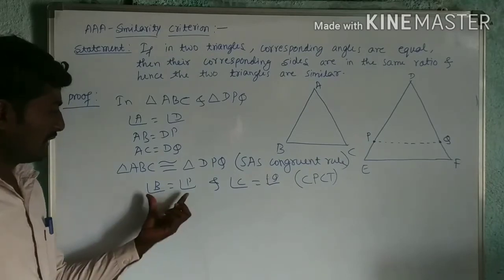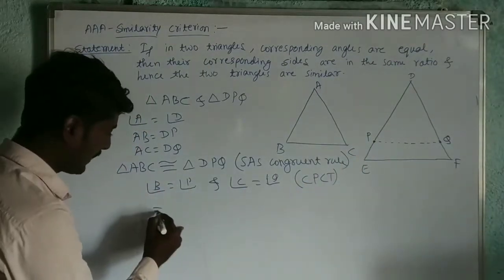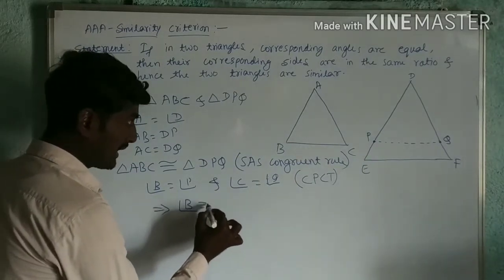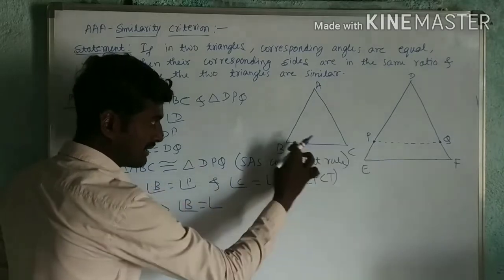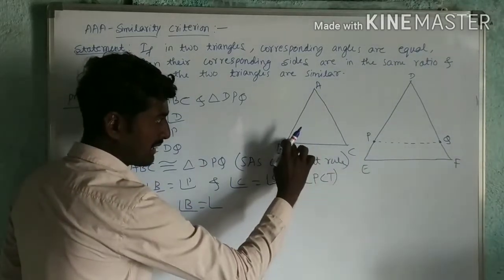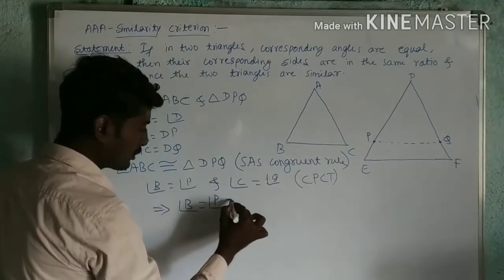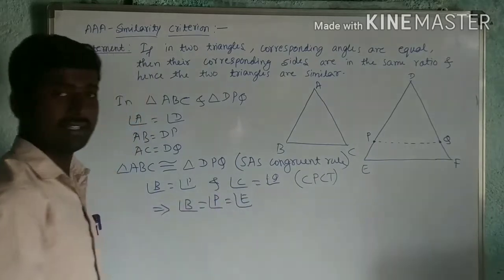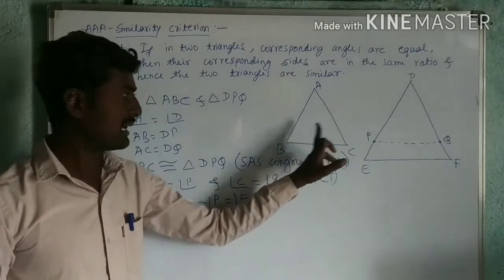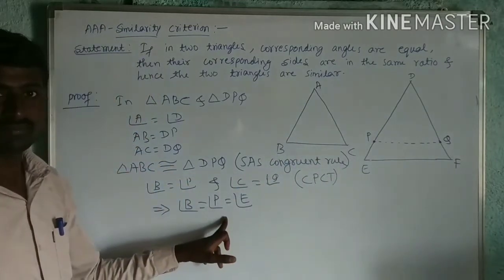Now, if angle B is equal to angle P, already we proved that angle B is equal to angle E. Then automatically I can take angle B is equal to angle P is equal to angle E. So they have given here angle B is equal to angle E, and I have proved that angle B is equal to angle P. Therefore these two angles are equal.